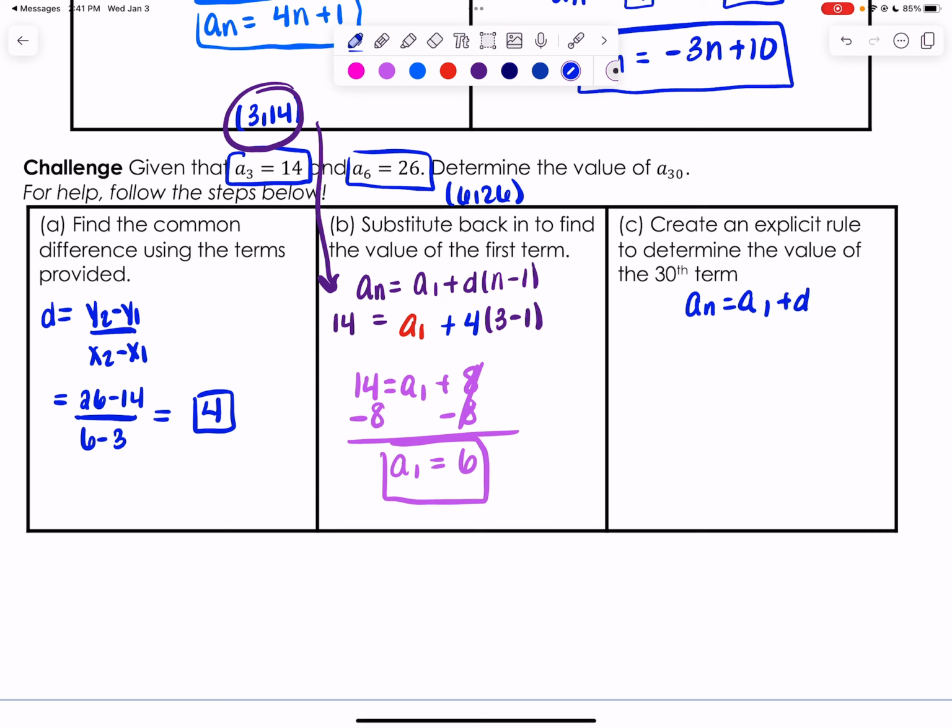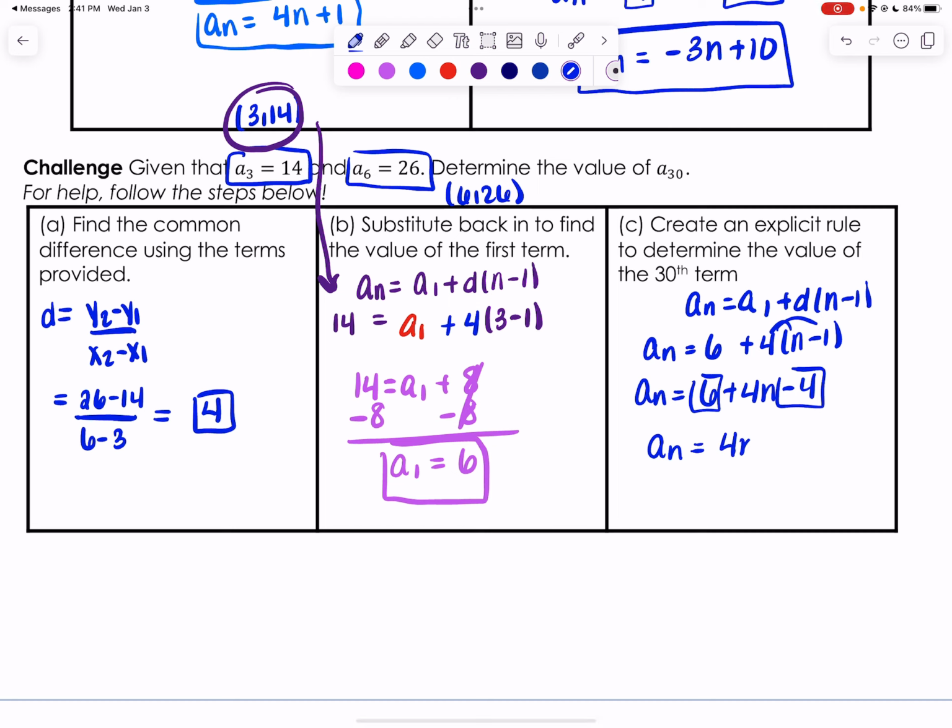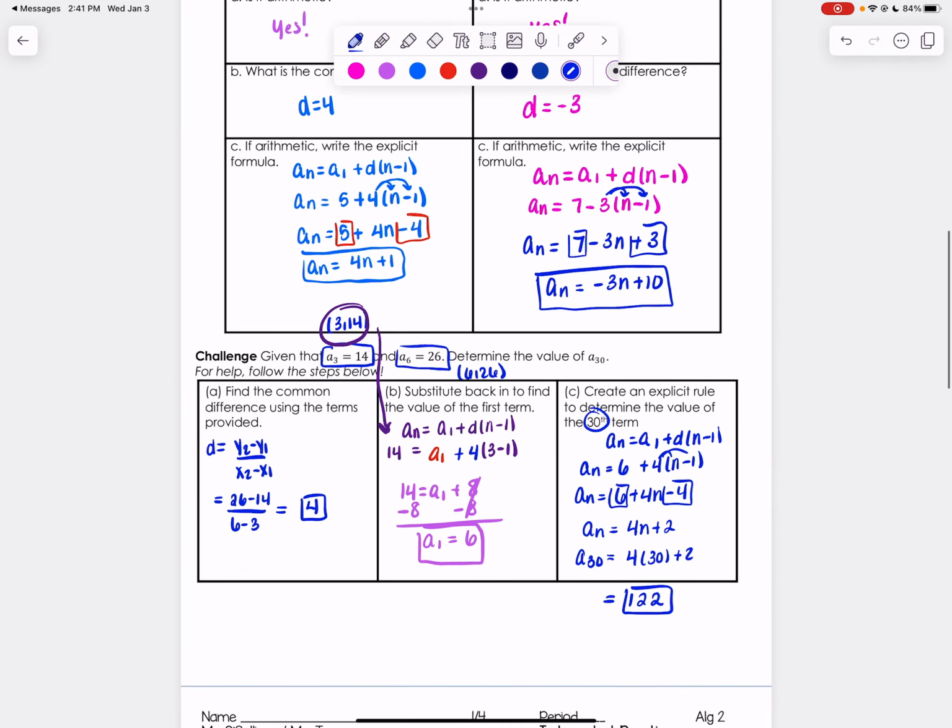So I rewrite my explicit rule. We know our first term is 6, our common difference is 4, and then we have n minus 1. We distribute. We combine our like terms, so 6 minus 4 gives me a positive 2. And now I plug in the 30, because I want to find the 30th term. And then when I type that into my calculator, I get 122. So the 30th term of the sequence is 122.